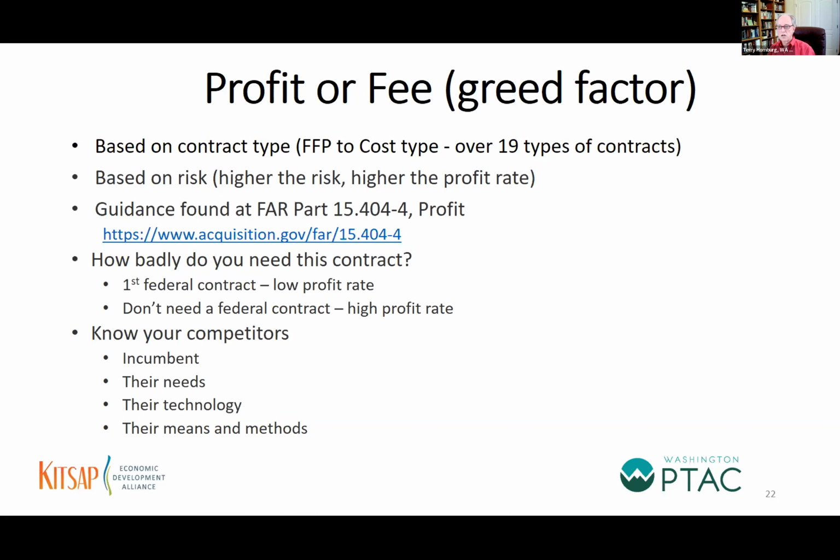Technology, your competitors' technologies. Sometimes in some industries, there's more than one way to skin a cat. There are tools that can help you do it more efficiently or faster or better, or produce a better quality product, for example. So what technologies are out there? Do you have the latest and greatest technology, or are you a couple of generations behind? So, knowing your competitors' technology, knowing your competitors' means and methods.